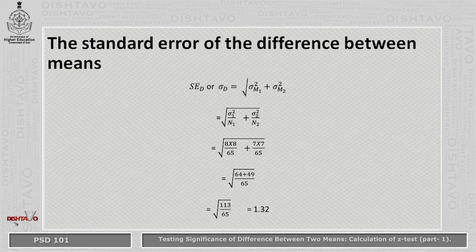Now the denominator value is common, so it's taken as 1. We should not go for cross calculation here because the denominator is common. We should solve the bracket first and then reduce the root value. You should never reduce the root value first. Reduce all the values, then leave the root value at the end. Then you get 1.32 as your standard error value.